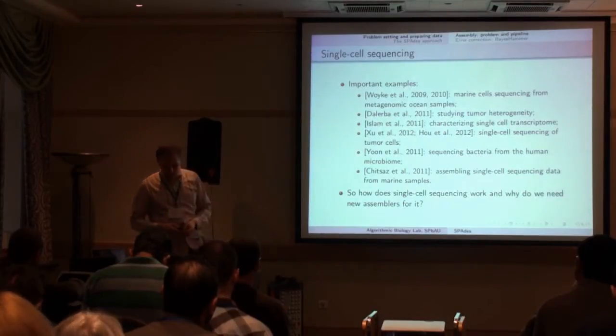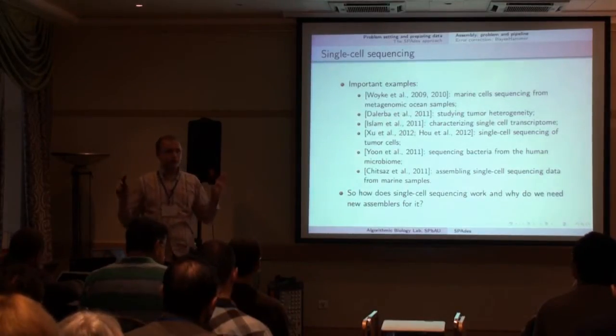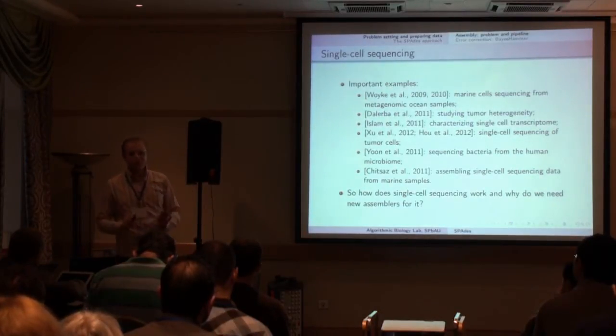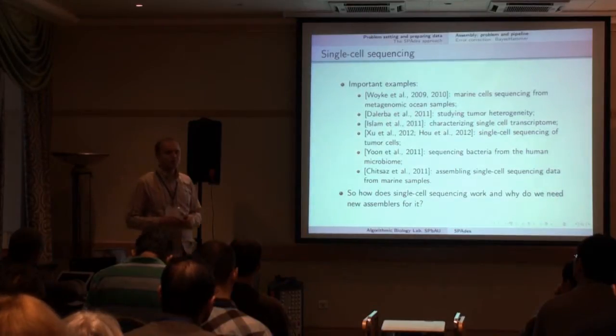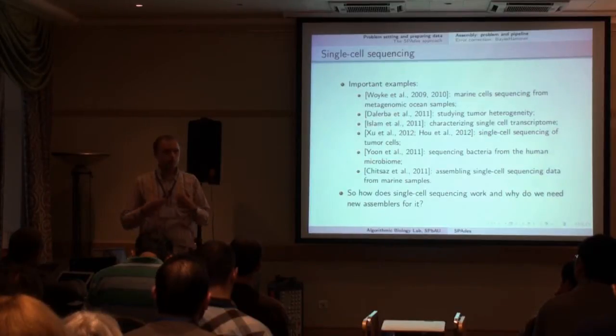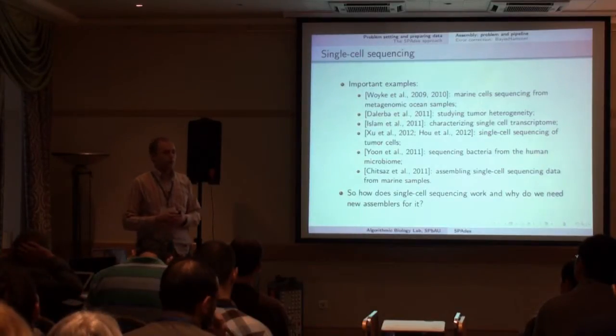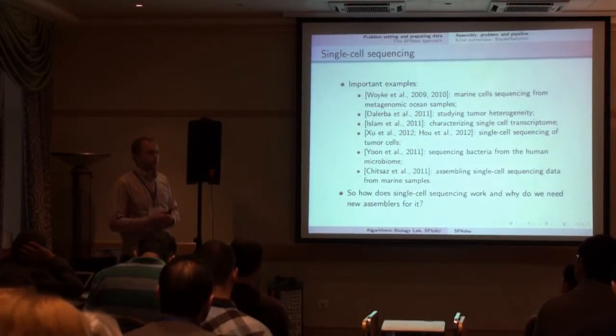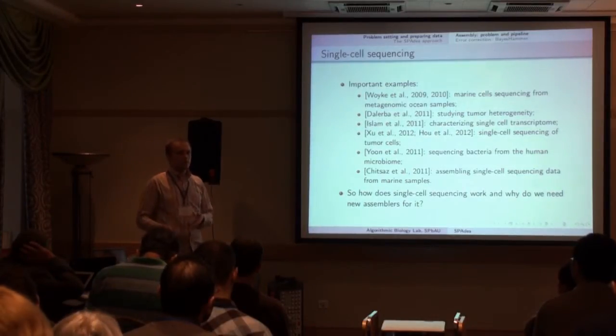So I'm not a biologist by any means, so I will only say maybe 1.5 words on how single-cell sequencing works, and I will mostly concentrate on what the computational challenges are that it presents, and why it is hard to assemble genomes from single-cell data.